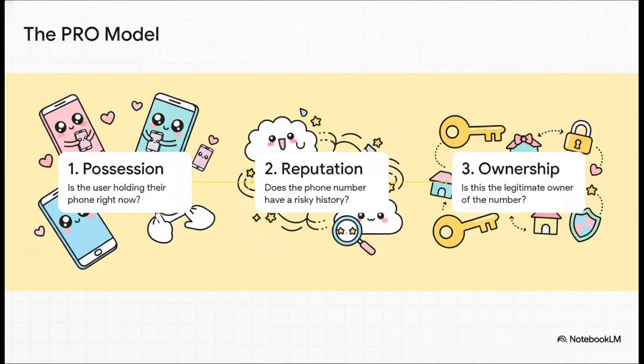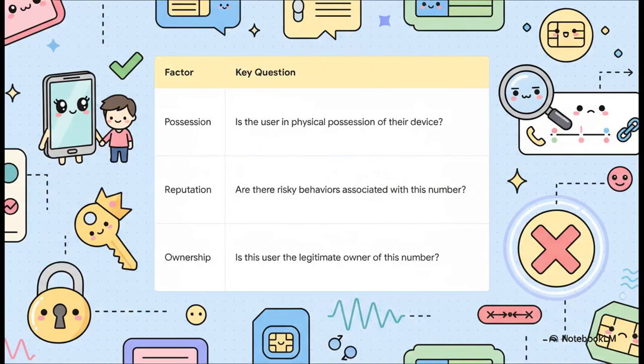There's actually a really simple but powerful way to analyze all that phone intelligence. It's called the PRO model, and it just boils everything down to three core pillars: possession, reputation, and ownership. Let's unpack this a bit. Possession is all about asking one simple question: does the user physically have their device with them right now? Ownership is about confirming that the user is the legitimate subscriber for that phone number. And reputation, well, that's where we dive into the number's history, looking for any suspicious patterns or risky behaviors.